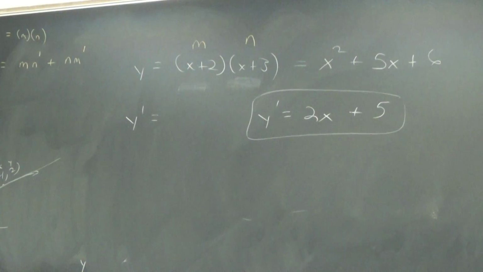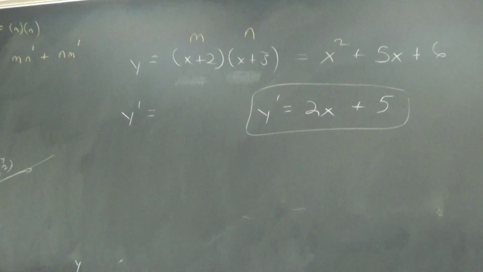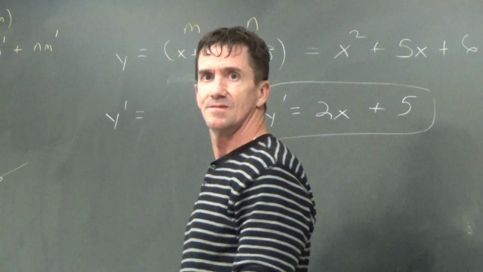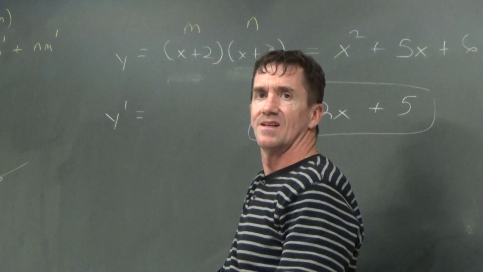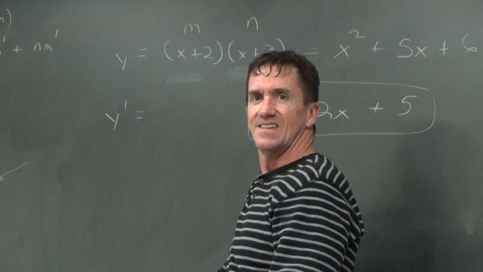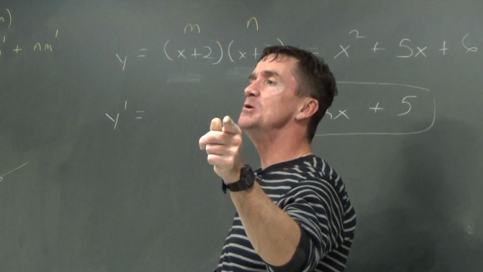Here's a phrase, if you like phrases to remember. Product rule: it's the first times the derivative of the second plus the second times the derivative of the first. Why use letters M and N? So like if you have y equals x squared times e to the x, it will be x squared times e to the x plus e to the x times 2x. That's it. And that's when you see the value of product rule.